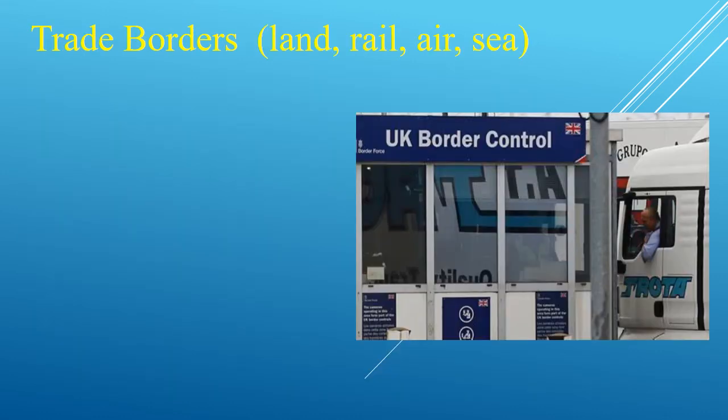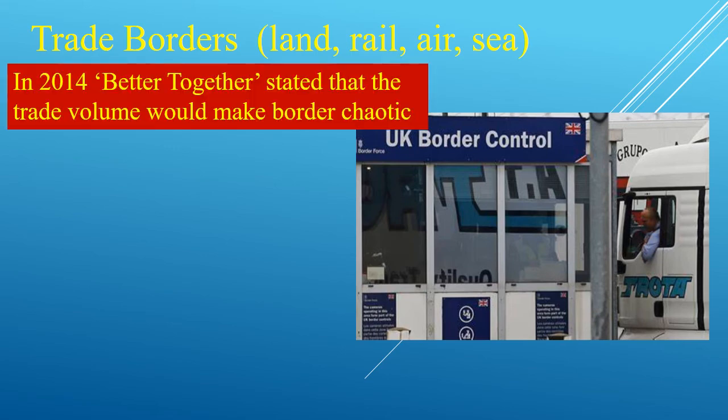The UK is used to trade borders. We've always had them, as you can see here, although they've just become more complex recently. In 2014, the Better Together campaign stated that the volume of traffic and goods crossing the border and people is so great it would be chaotic and all roads would have to be closed apart from 4. They took no consideration for other people and other places at all.